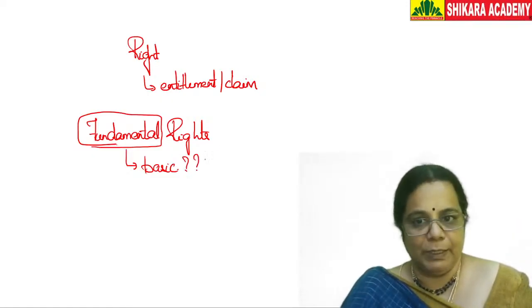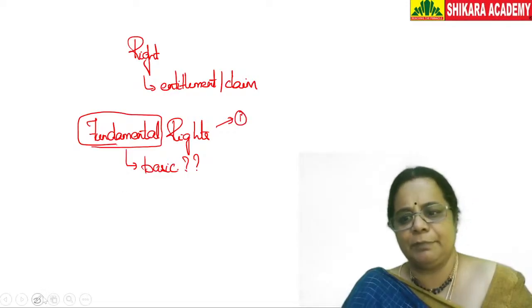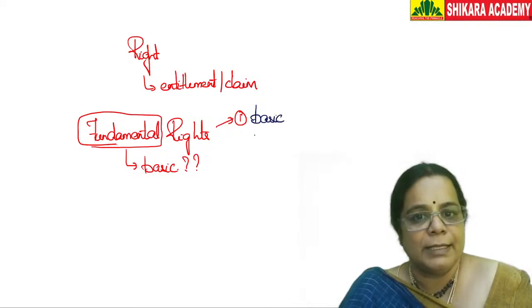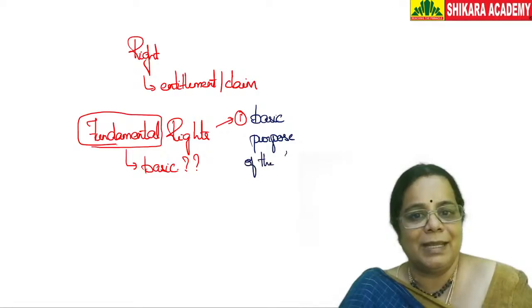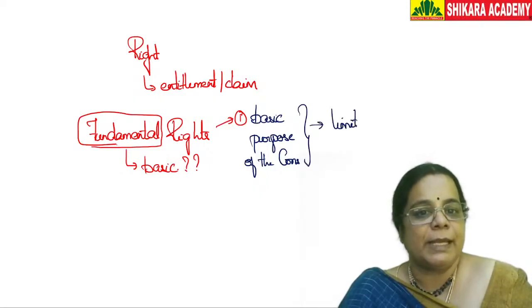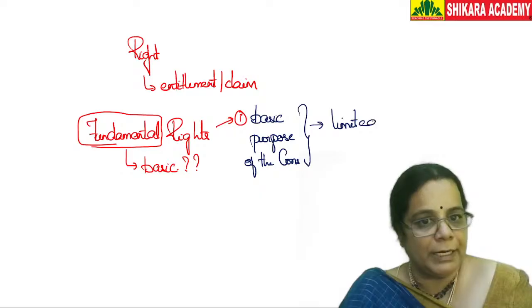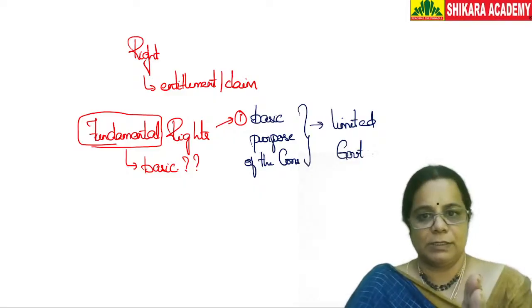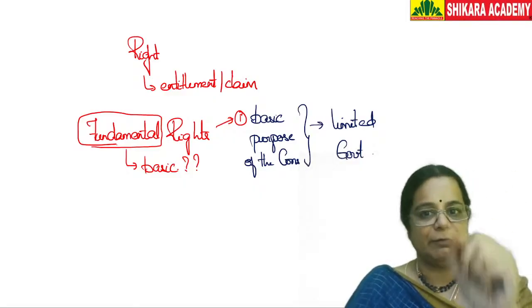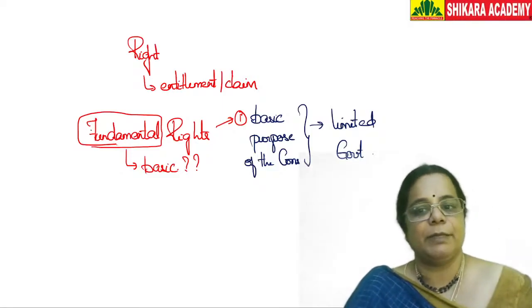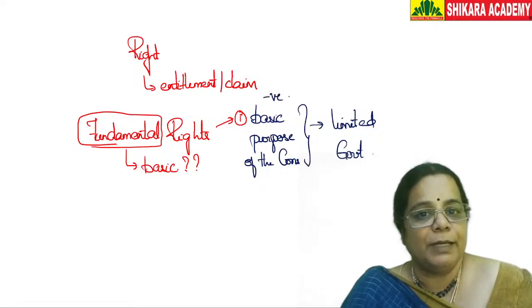The answer is simple. One, they serve the basic purpose of the Constitution. What is the basic purpose of the Constitution? The basic purpose of the Constitution is to limit the power of government. Whenever you say constitutional government, it is limited government. Government cannot do whatever it wants because its power is limited by the Constitution. And the best way to impose this limit is by giving fundamental rights, by giving rights to citizens. That is the reason why we say fundamental rights are negative obligations on the state.